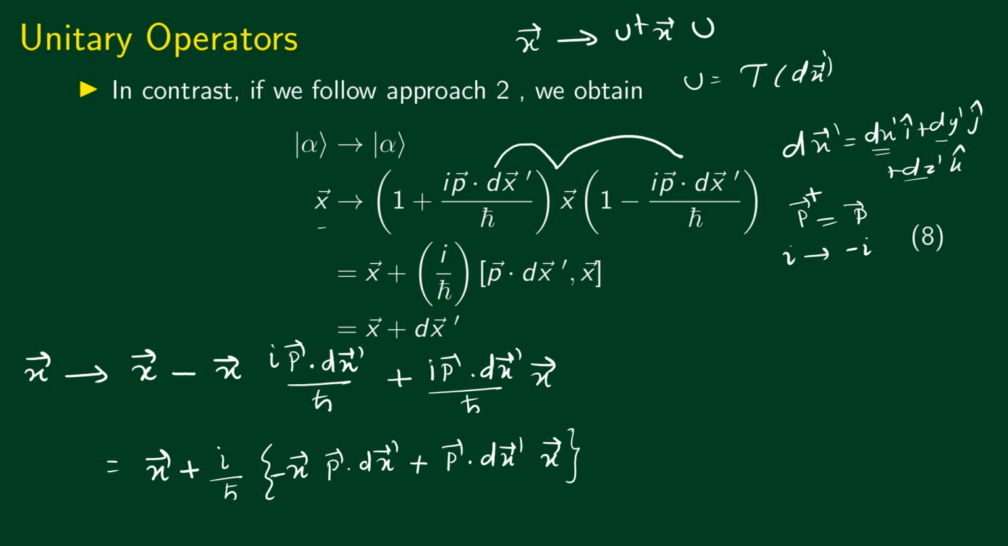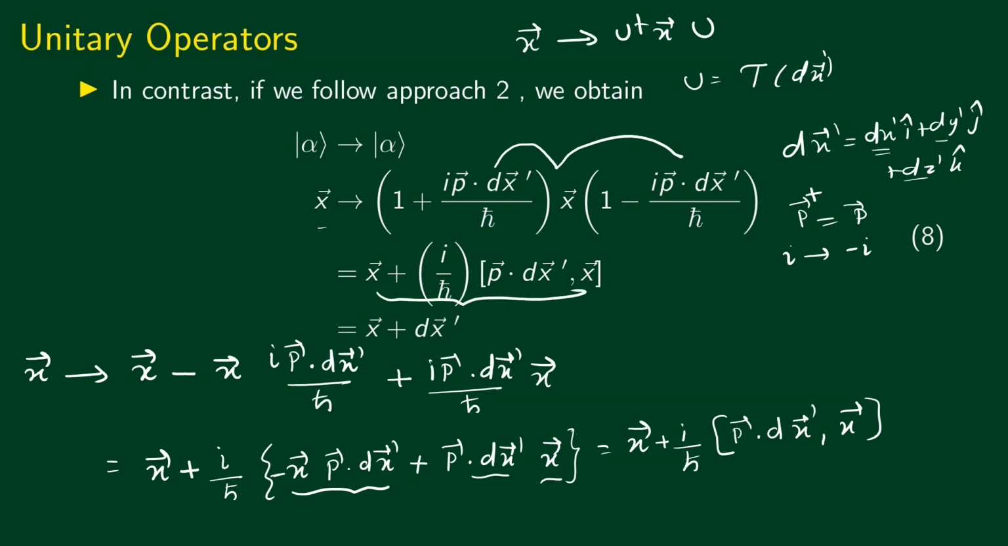Now what do we have here? We have p vector dot dx vector prime x vector minus x vector p vector dot dx vector prime. This is nothing but the commutator of these two quantities. So this can be written as x vector plus i/ħ and the commutator of p vector dot dx vector prime comma x vector. X vector goes to x vector plus i divided by ħ multiplied by the commutator of p vector dot dx vector prime comma x vector.